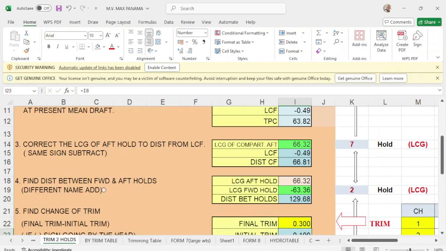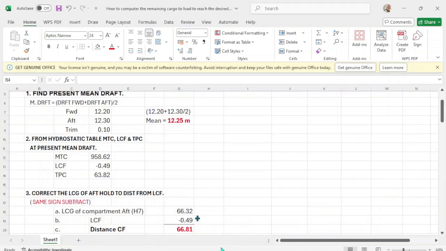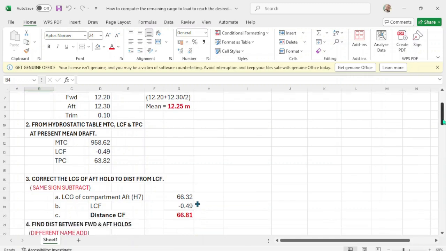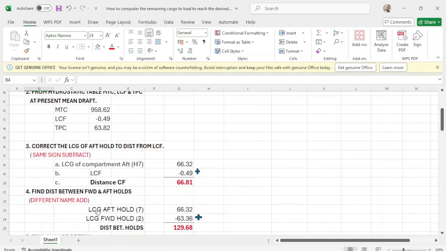So we go now to number 4. Find the distance forward and upholds. Different name, add. Same name, same sign, subtract. Says here same sign, subtract. Different name, so it should be add. That's why we add, because according to the formula here, if the same sign, subtract. They are not the same sign, so we add. That's why we have 68.81. So we go now to number 4.